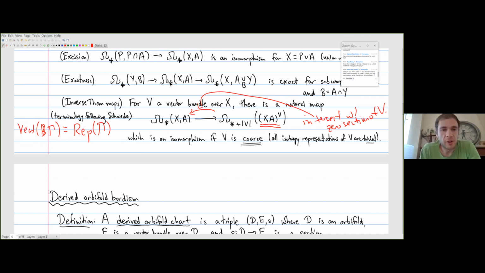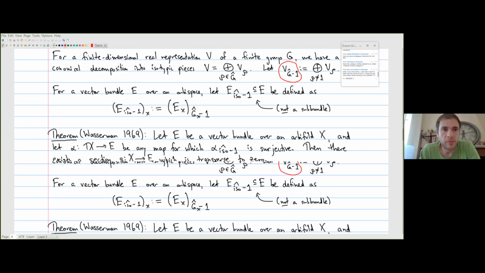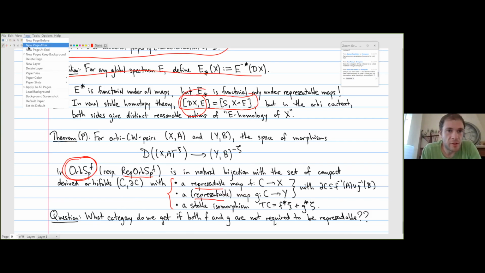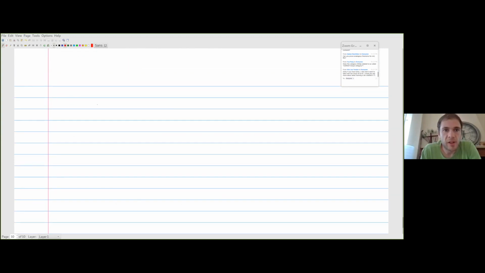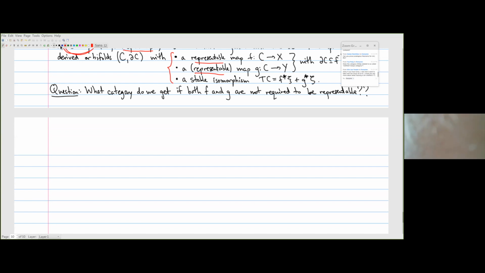Yeah. So maybe I'll just go all the way to the bottom here. I need a new page. Let me get some more time. Maybe I'll get a black pen so it's easier to read.